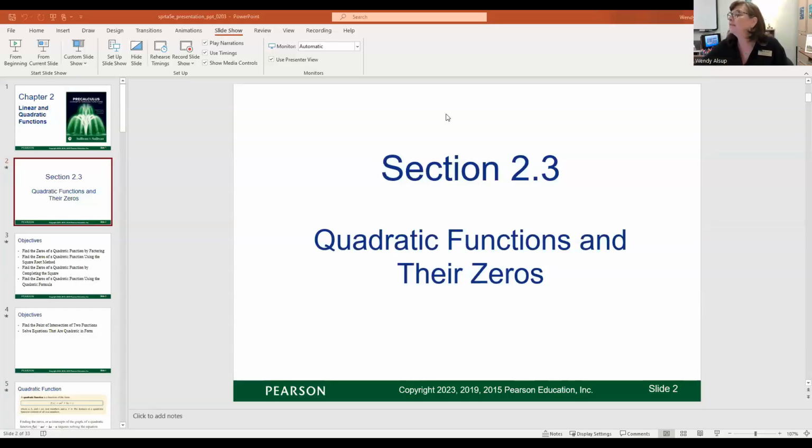Clinton students, we are in 2.3, quadratic functions and their zeros, and I want to talk with you about what those words mean that I just said to you, so you are for sure understanding what we're going to do today. All right, what are quadratic functions and what are their zeros?